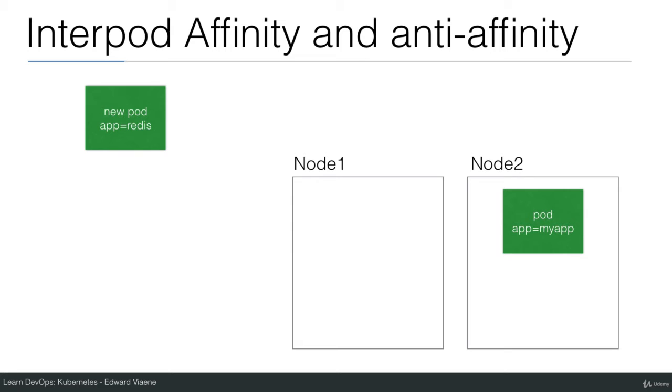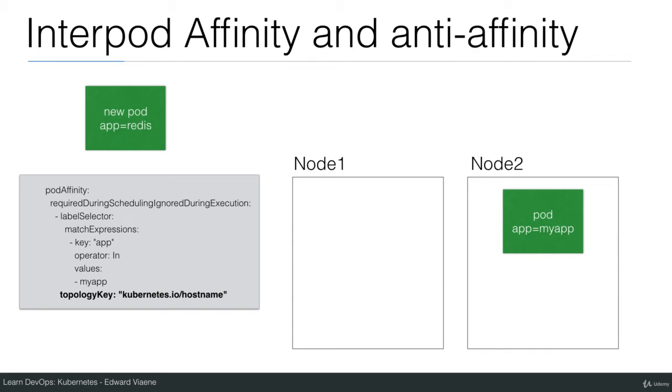Here we have two nodes and we have one pod on our node 2 called pod, and it has the label app with the value myapp. We want to schedule a new pod on the left here that has the label app equals Redis. This pod has this in its specification. It has pod affinity, required during scheduling, ignored during execution. It has a label selector, and the match expressions is app in myapp. So it's going to match this pod here on the right.